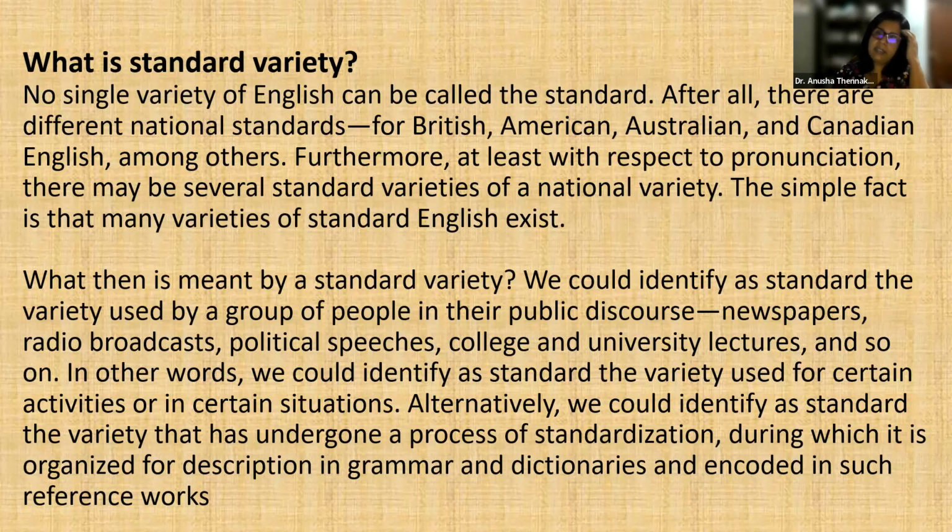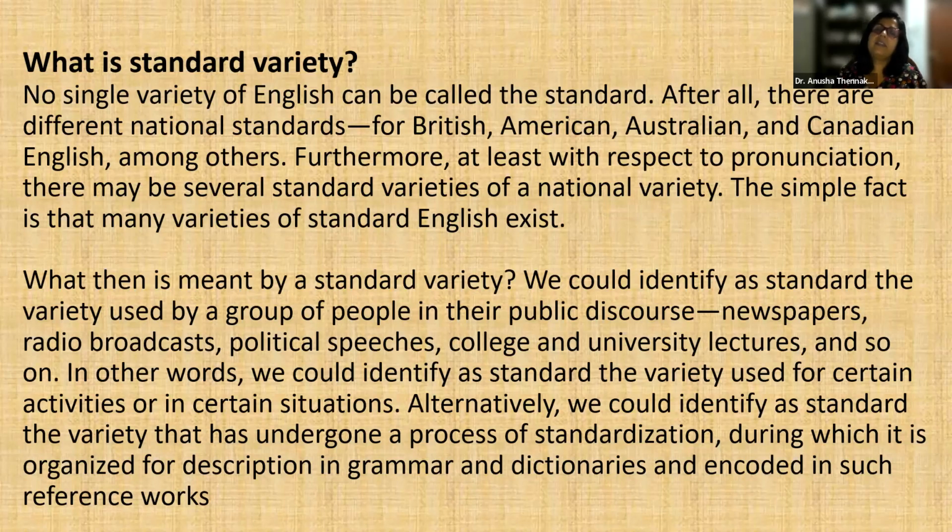The simple fact is there are many varieties of standard English, not only British English. Indian English is standard. Sri Lankan English, standard. Canadian English, standard variety, like that. What then is meant by standard variety? Okay, so there is something called standard variety.